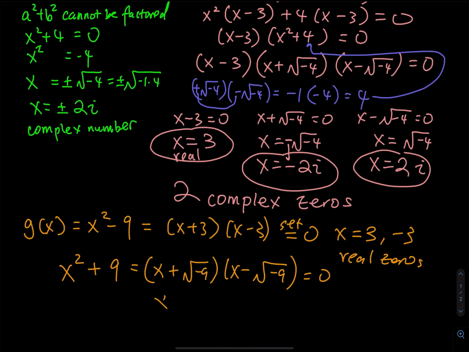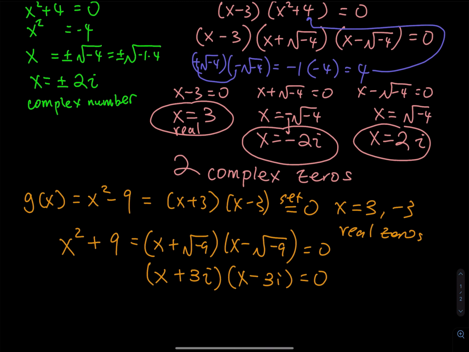So this is x plus 3, the square root of negative 1 is i, and then x minus the square root of 9 is 3, the square root of negative 1 is i, equals 0. So you have x equals negative 3i and then positive 3i. So these are the complex zeros. All right.